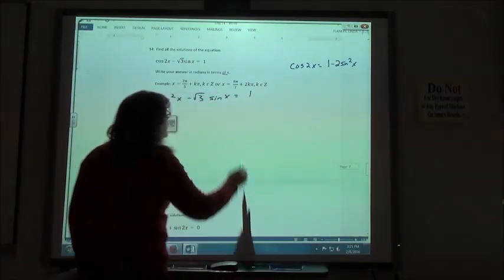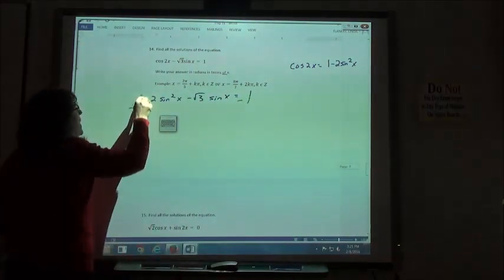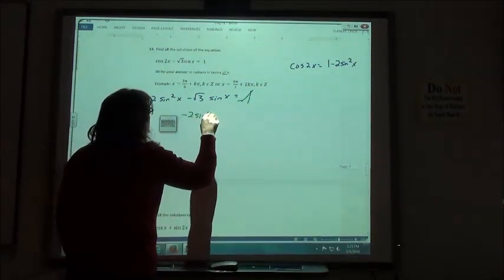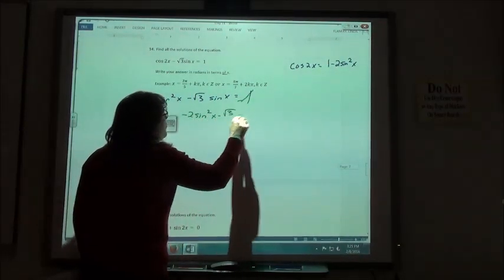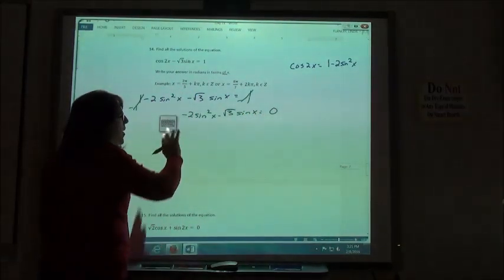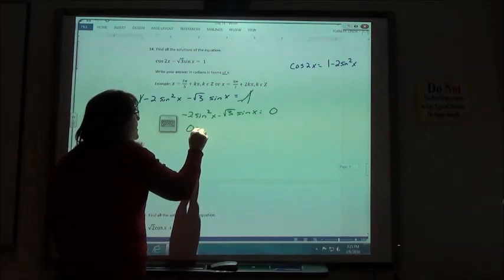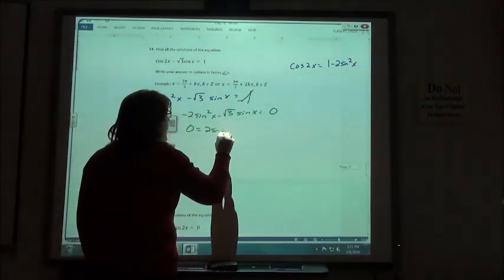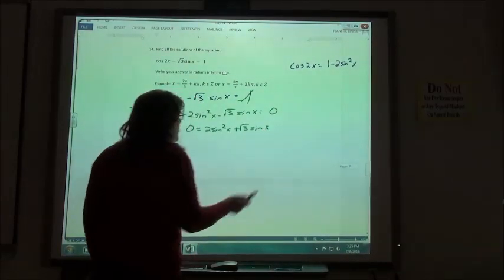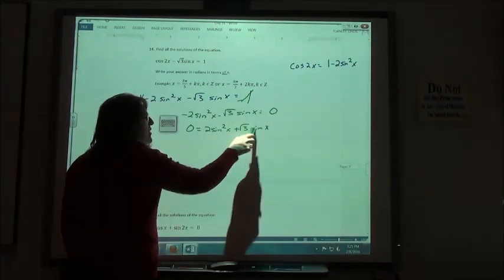We're going to go ahead and subtract our 1. Cancels that out. So we have -2 sine squared of x minus the square root of 3 sine of x equals 0. And again, since I want it positive, I'm going to move things over. 0 equals 2 sine squared of x plus the square root of 3 sine of x. So solving that, I'm going to factor out the sine of x.